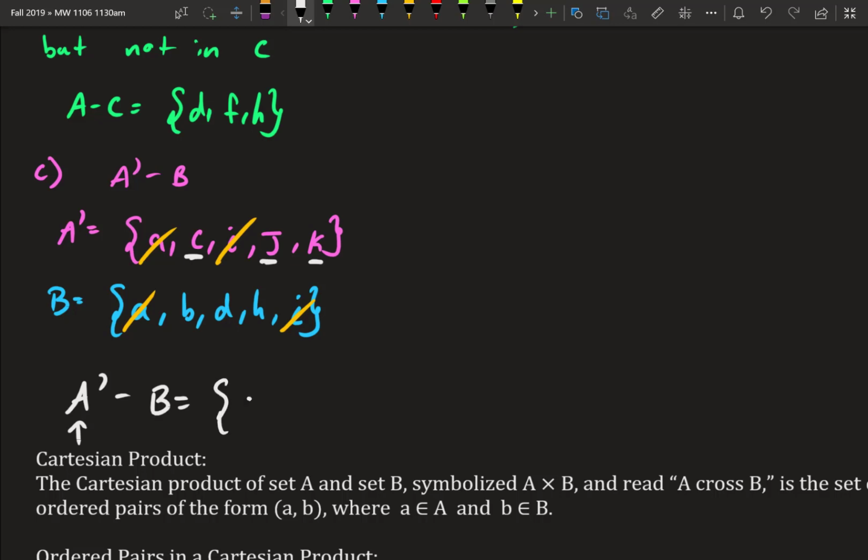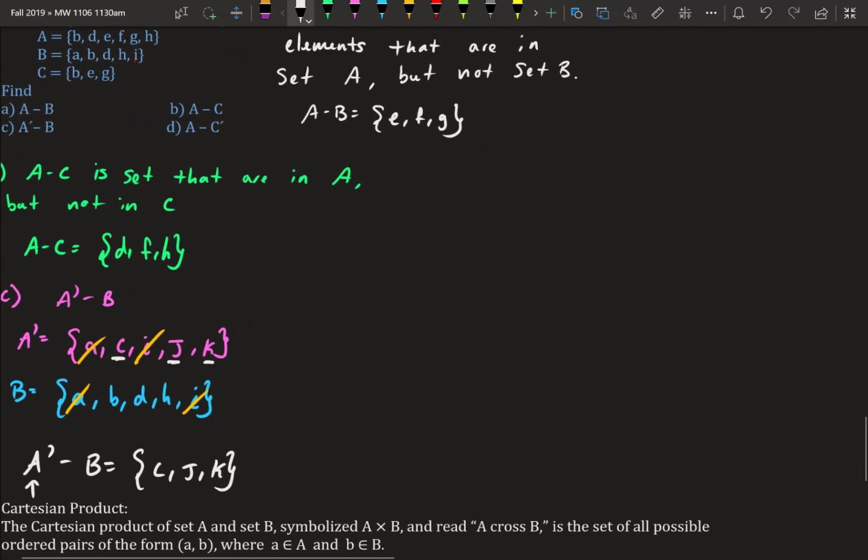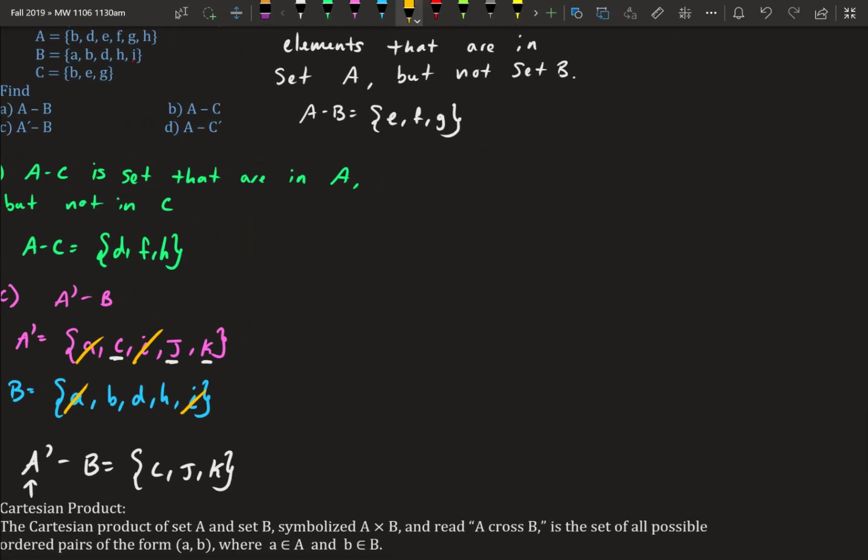So we have C, J, and K. We got there. That's all that matters. All right, going on to part D. Did I have a part D in this? I did. Okay, just making sure. Alrighty, part D.